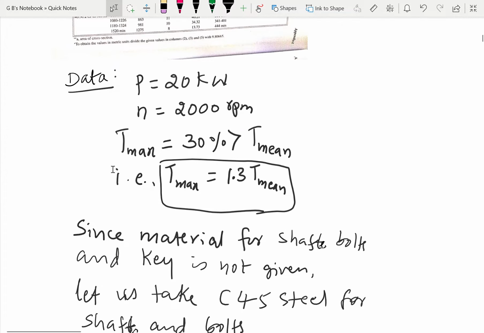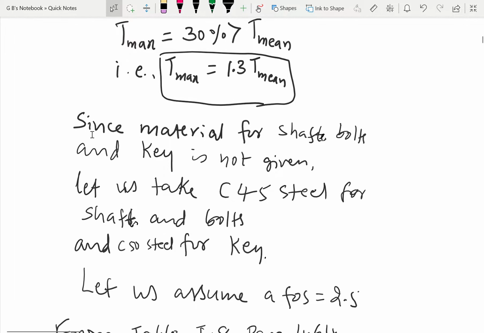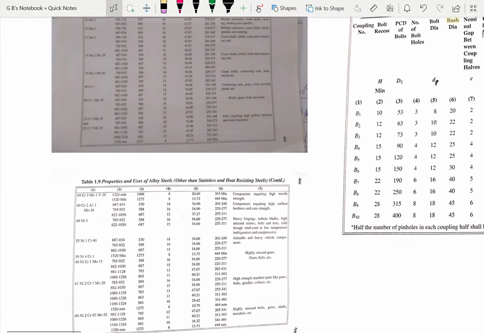First thing we do is to write the data, that is, the given things. So power P is equal to 20 kW, speed N is equal to 2000 rpm, maximum torque is 30% greater than T mean, that is T maximum is equal to 1.3 times T mean. Since material for shafts, bolts and key is not given, let us take C45 steel for shafts and bolts and C50 steel for key.